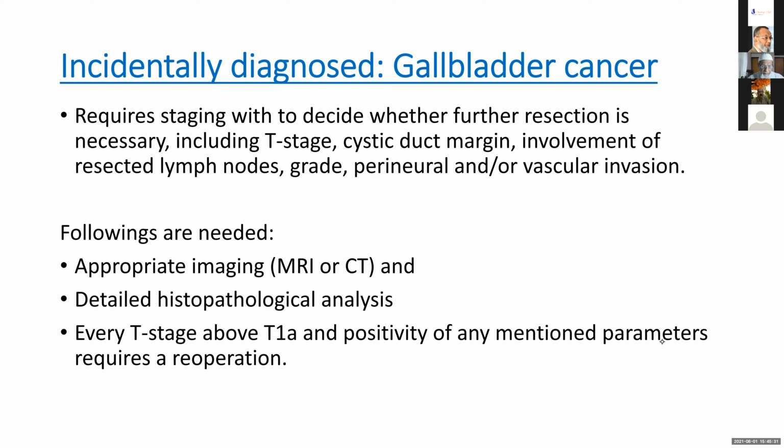And after the histopathology, if we find out this is a gallbladder carcinoma when we receive the histopathological report, the following should be done: appropriate imaging such as MRI or CT scan and detailed histopathological analysis. Because every tumor above T1, and the possibility of any mentioned parameters such as tumor size, cystic duct cut margin, involvement of resected lymph node, grading of the tumor, PNI and LVI investigation, requires a resurgery or reoperation.